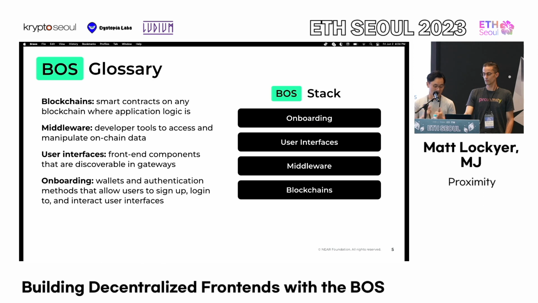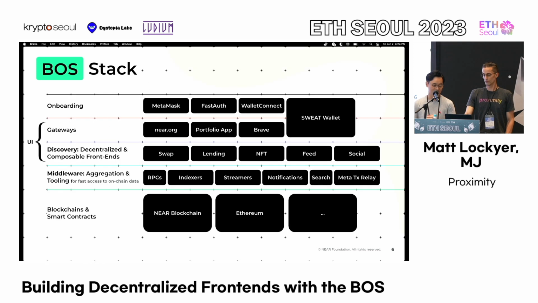And there are the blockchain layer, middleware, user interface layer, and the onboarding layer. So let's dive a little bit deeper into the BOS stack. At the very bottom of the stack, we have the blockchain layer, which is the backbone of the BOS stack. Obviously, we have the Near blockchain, we have Ethereum, and probably hundreds of other blockchains. This is where your smart contracts, your trust, your assets, and your identity are lying, right?